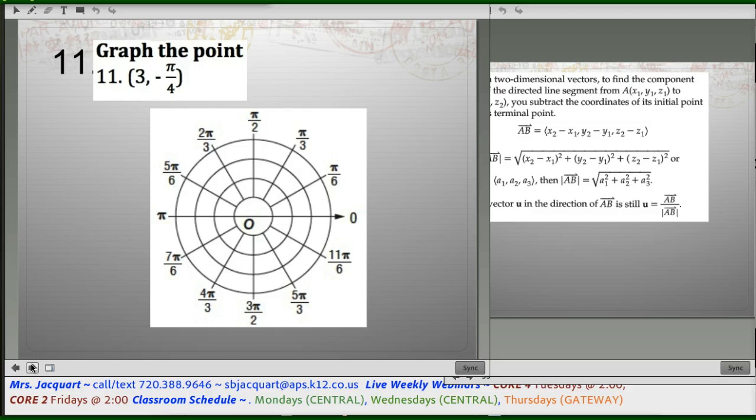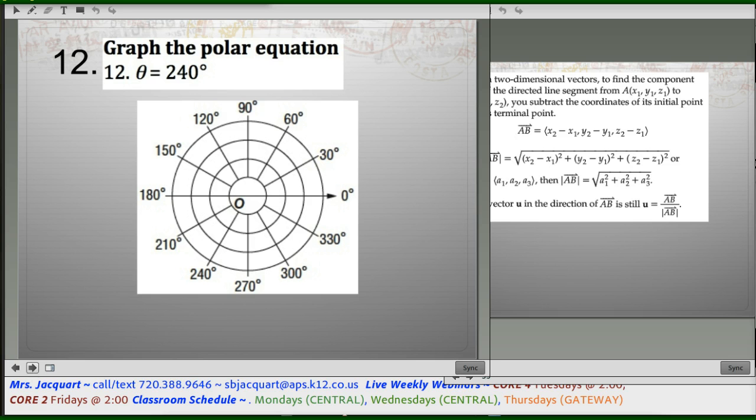Okay, graph the point. The first thing that you want to do is find out where negative pi force is. Negative pi force is here. That's where negative pi force is. And then we're going to go 3 on negative pi force. 1, 2, 3. There we go. Let's rethink that one. Negative pi force. And then we're going to go 3. 1, 2, 3. There you go.